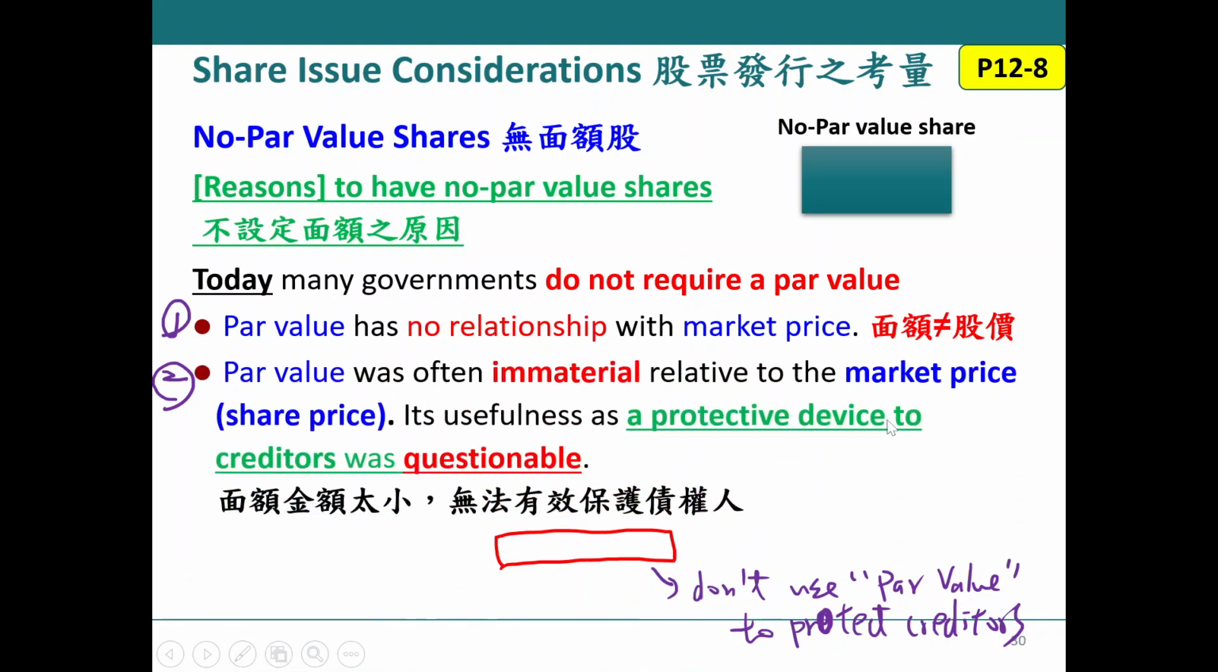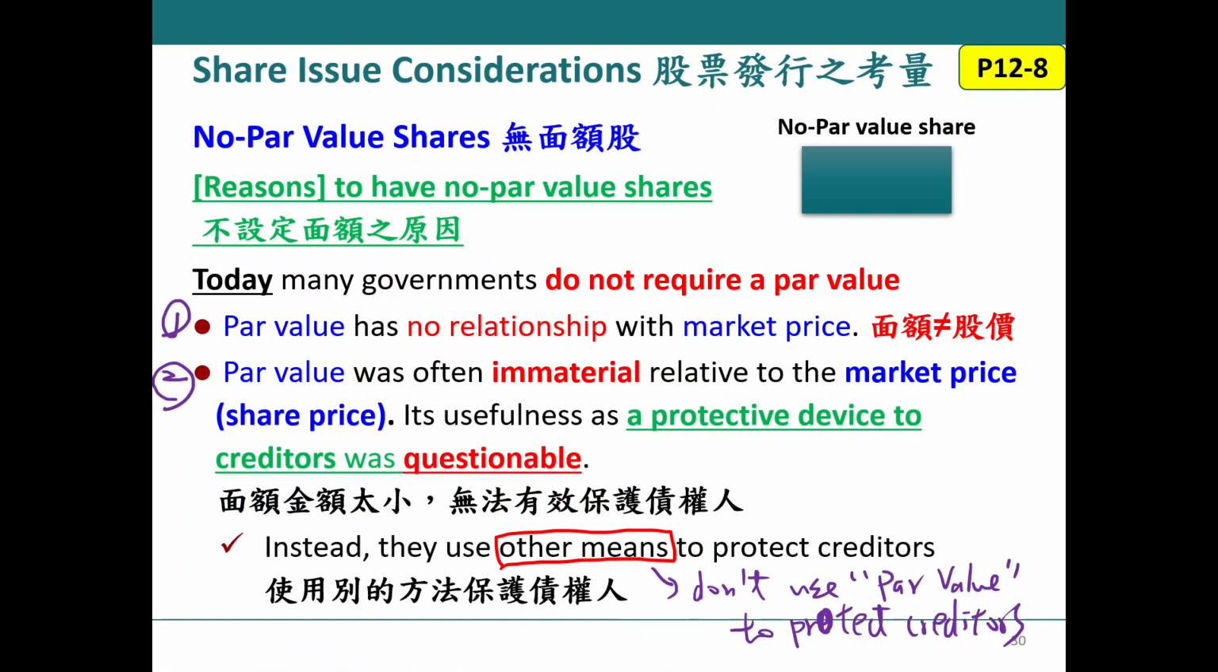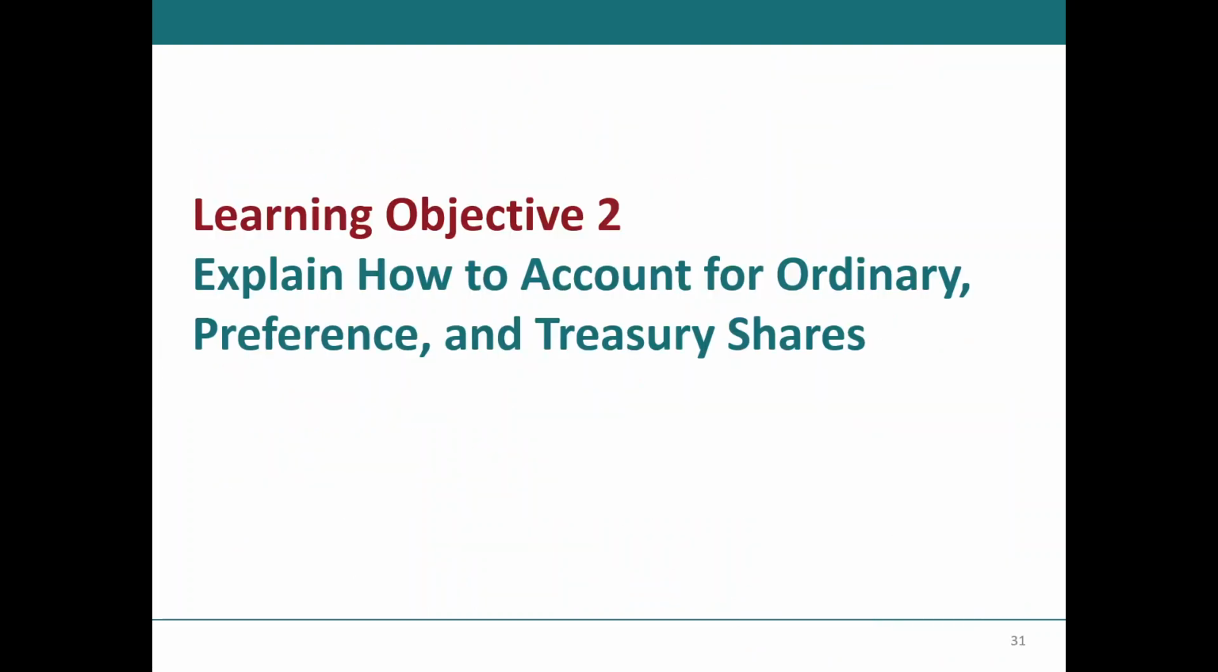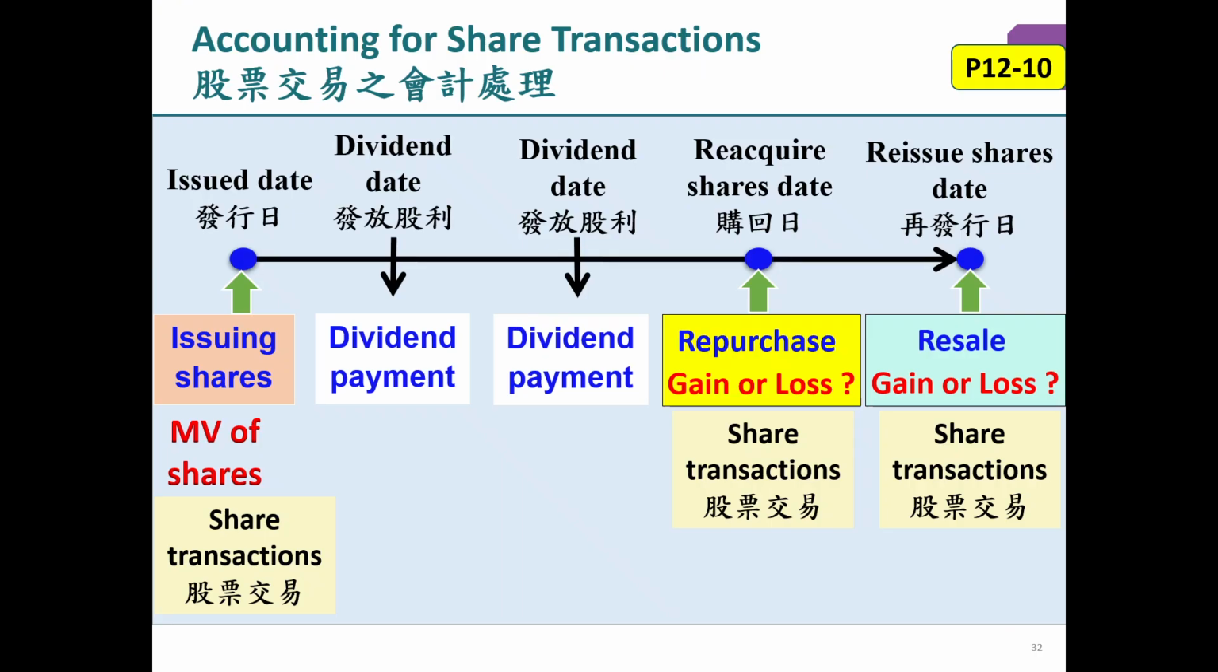So right now you understand what par value shares 面额股 are and what no par value shares 无面额股 are. Okay, so you understand the basic concepts about shares. Right now we talk about another thing, which is outstanding. What does it mean, outstanding?